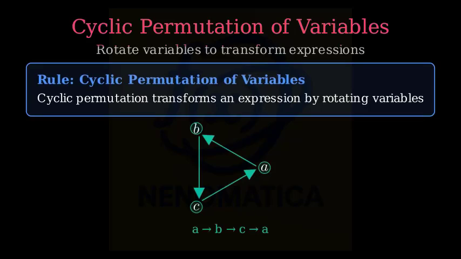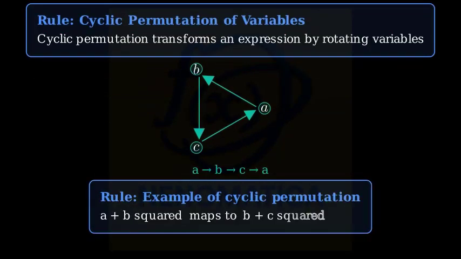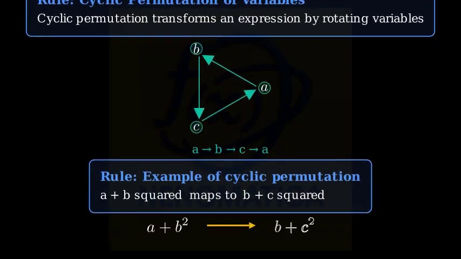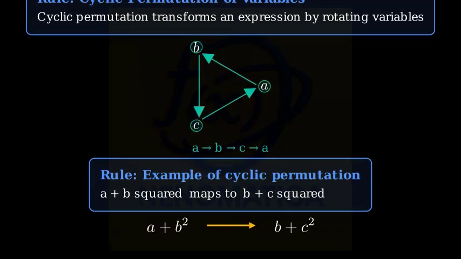Here is a simple 3-variable cycle. A goes to B, B goes to C, and C goes back to A. Rule: example of cyclic permutation. Step 2. Example: apply the cycle A to B, B to C, C to A. The expression A plus B squared becomes B plus C squared.